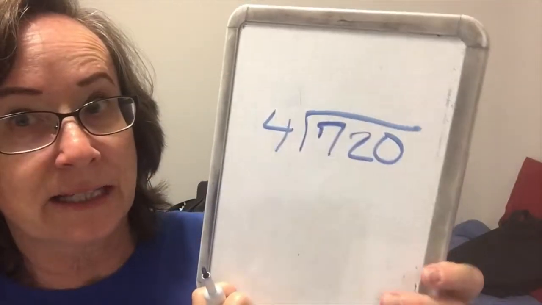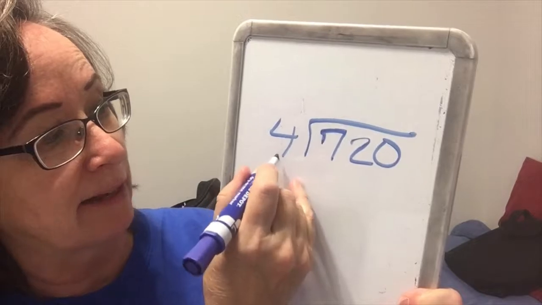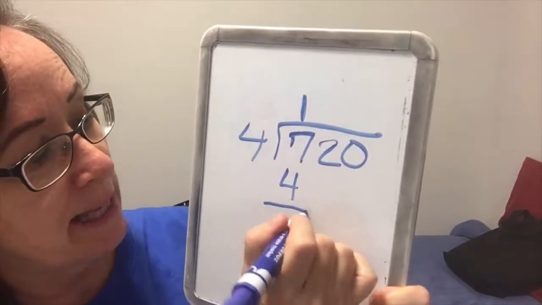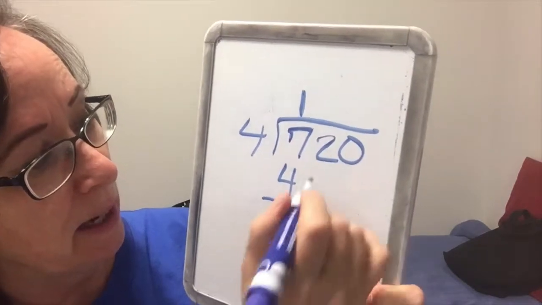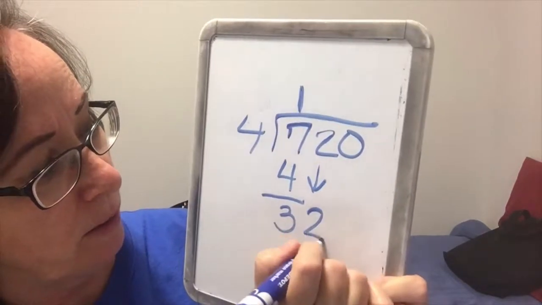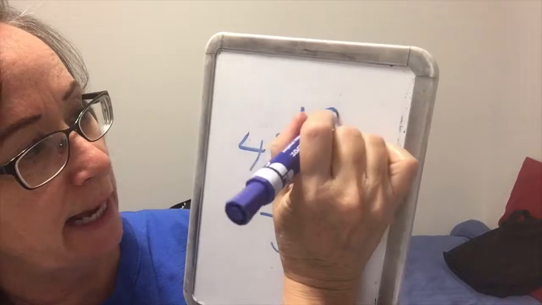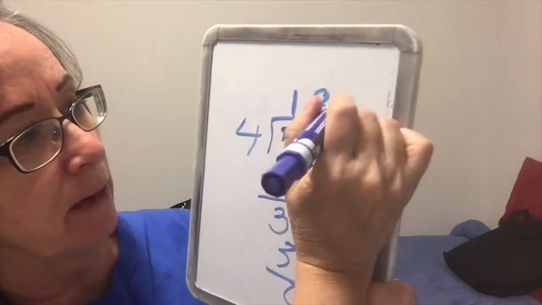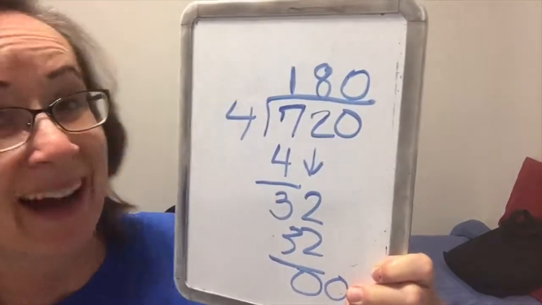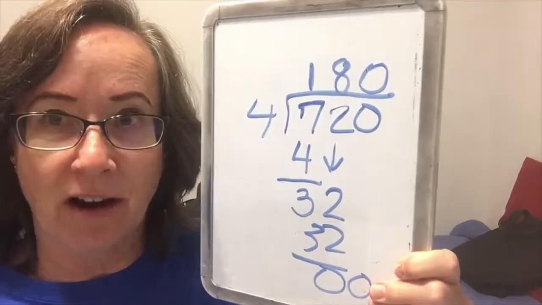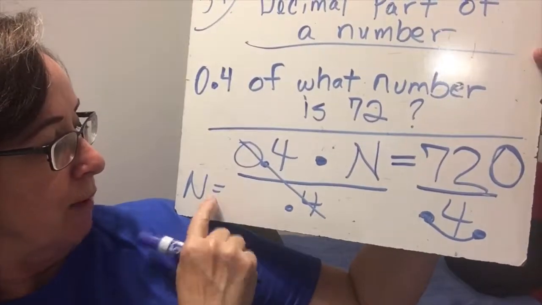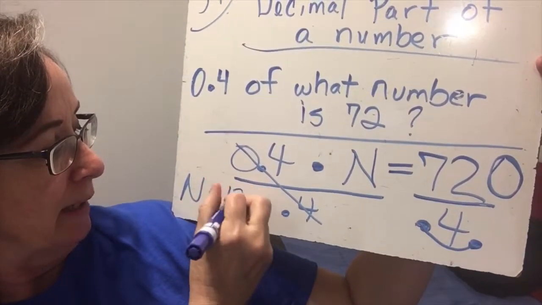When I look at this with long division, I can say 4 goes into 7 one time. 1 times 4 is 4. 7 minus 4 is 3. Bring down my 2. 4 into 32 is 8. 32, 0. Bring down the 0, and we get a 0. So 180 is our n. So back here on our other board, we will just write here, n is 180.